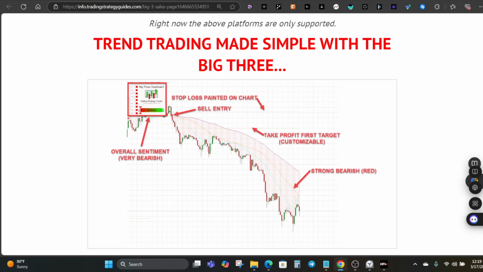So what is the Big Three indicator? The Big Three indicator is a trading tool that filters out weak trade setups by ensuring that a trade is only triggered when all key conditions are met. All right. So unlike many other indicators that rely on a single factor, this one looks at three critical aspects of price action, which include trend, structure, and momentum.